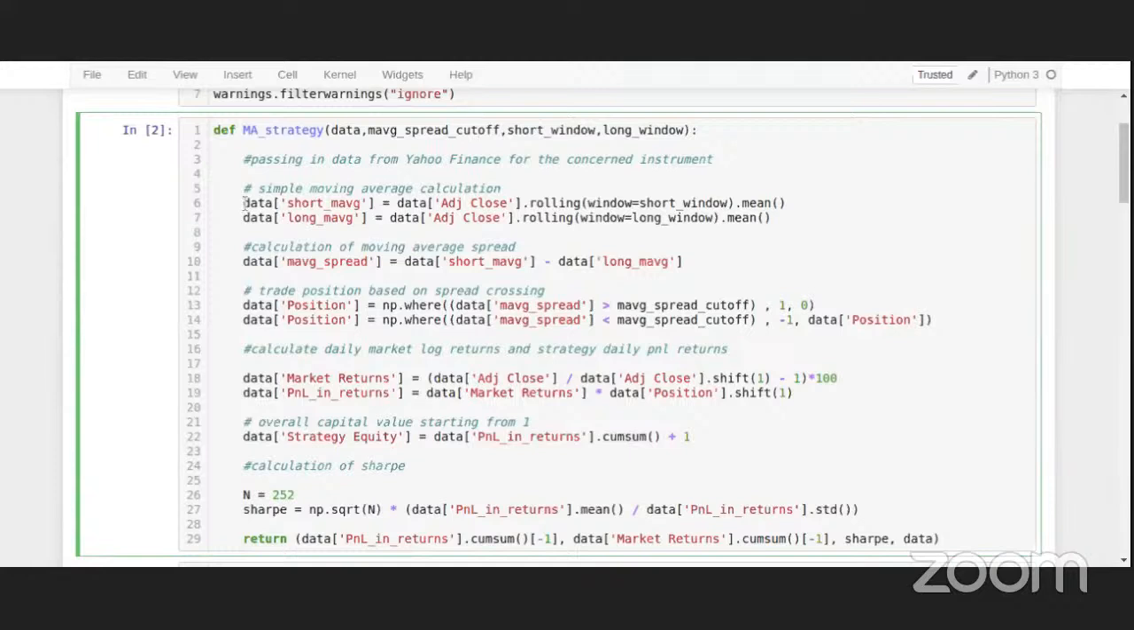Then you have this column called data. From the data column, where we are passing this adjusted close value, we calculate the rolling mean over the short window period. Rolling mean basically means you are calculating a mean, but it's a moving mean. Let's say you have 10 data points like 1, 2, 3, 4, 5, 6, 7, 8, 9, 10. If you put 5 as the parameter, then it will calculate the mean over a 5-day moving period.